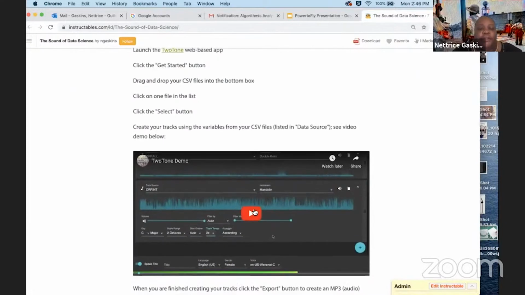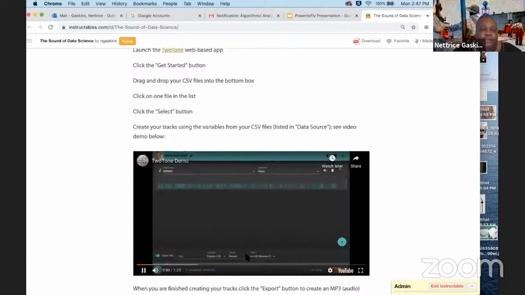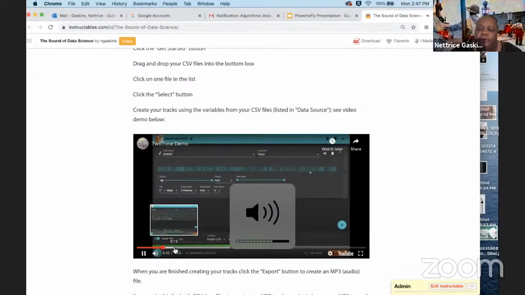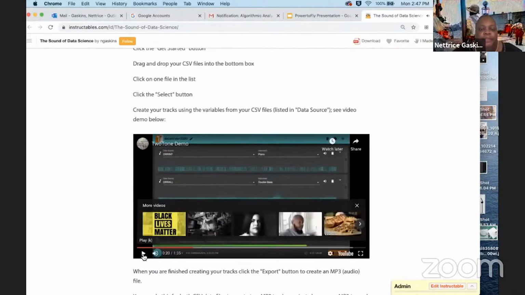And you can see here, this is using the census data, and that data is now able to play music. So this is a little demonstration about how to use the software, which is called Two-Tone. And you can actually, for every data piece of information, attach an instrument and compose songs based on what the data is giving you using this program.